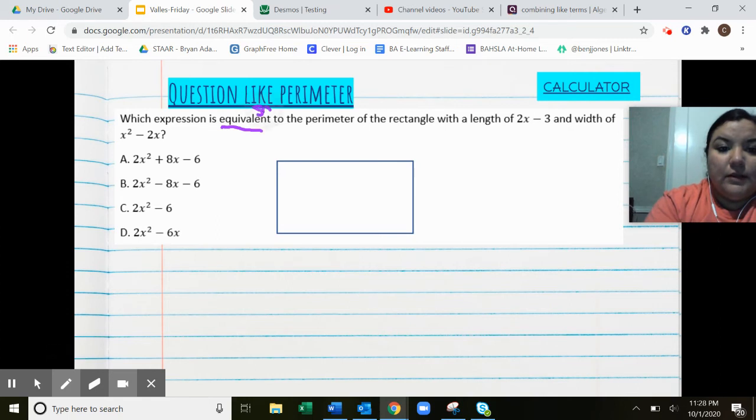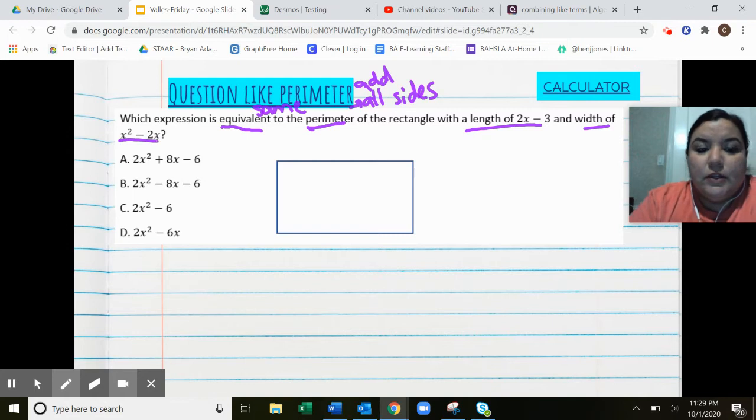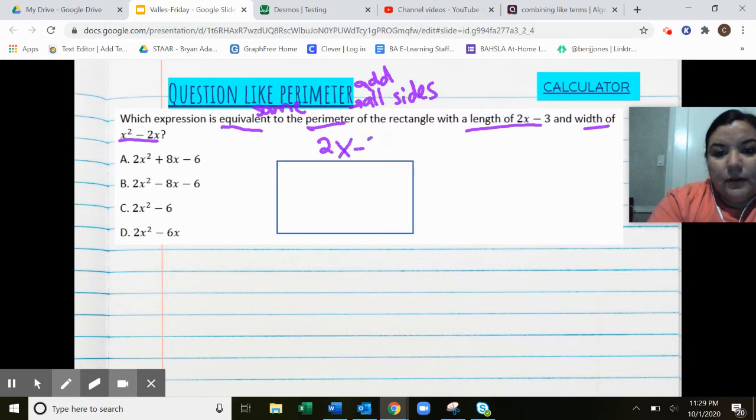So we're looking for what is the same as the perimeter. Perimeter means that you're going to add all sides, with the length of 2x minus 3 and the width of x squared minus 2x. So I'm going to go ahead and label my rectangle. I have my length is 2x minus 3.